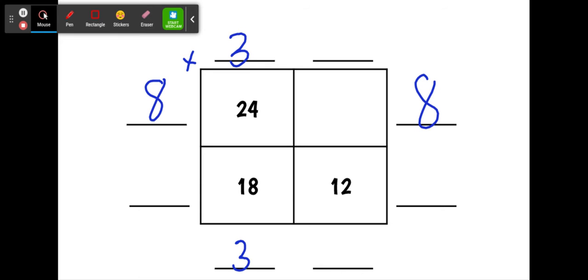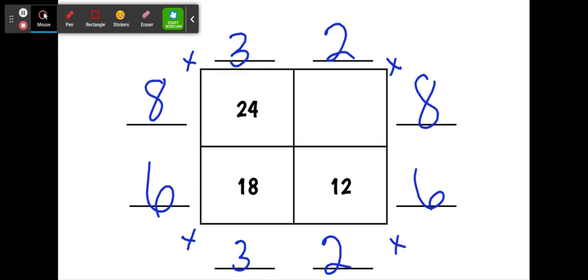Now I'm going to move to the bottom. 3 times what equals 18? Well, 3 times 6 equals 18. Move my 6 to the other side because they're equal. 6 times what equals 12? Well, 6 times 2 equals 12. Move that up to the top. I now have 8 times 2, which again we already know is 16. So it doesn't necessarily matter which factors I choose, as long as the factor I choose is a common factor for both of my target numbers.